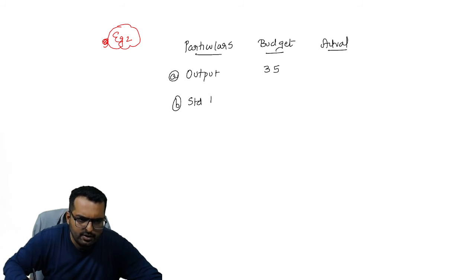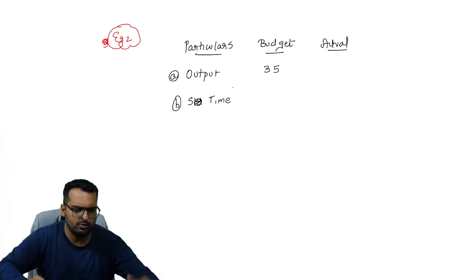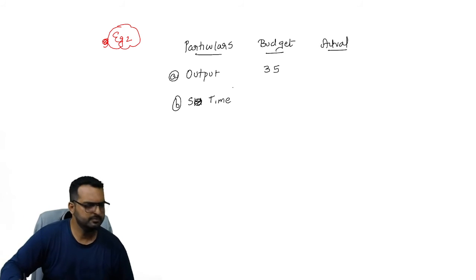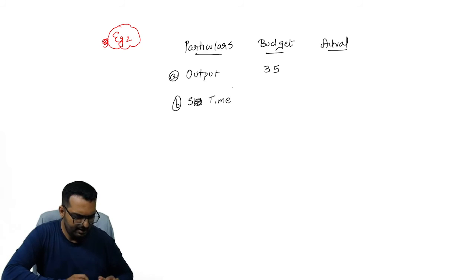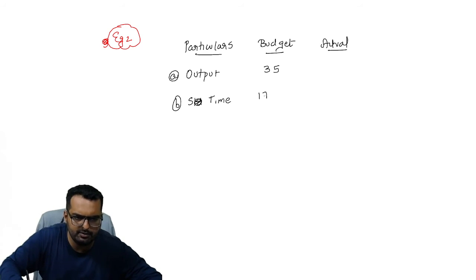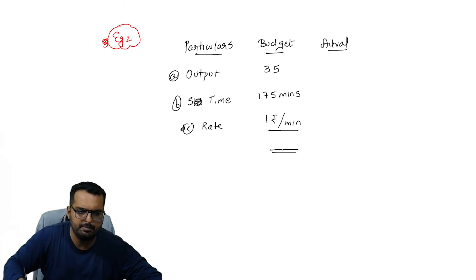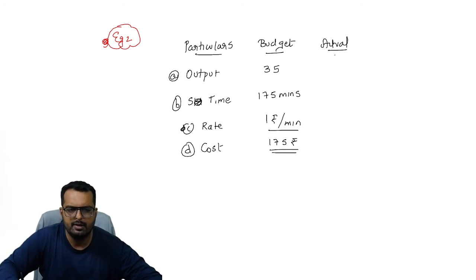Tell me, friends, what will be the time required for making 35 double omelettes? It will be 35 into 5. How many minutes will be required? 175 minutes will be required. Am I right? And how much is the rate coming over here? 1 rupee per minute. Okay. So what is going to be the total cost that will come over here? 175 rupees.